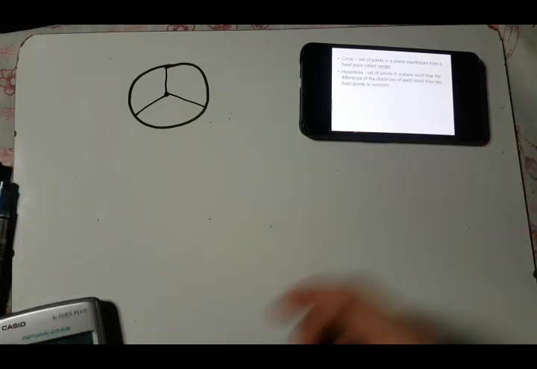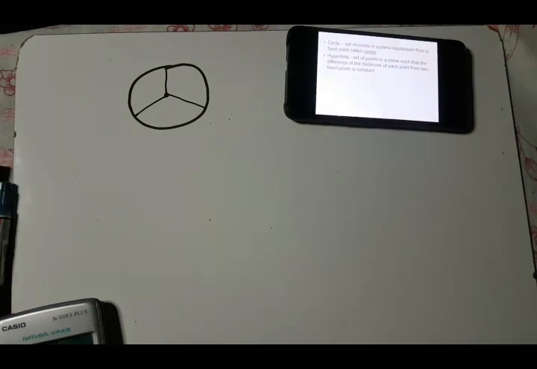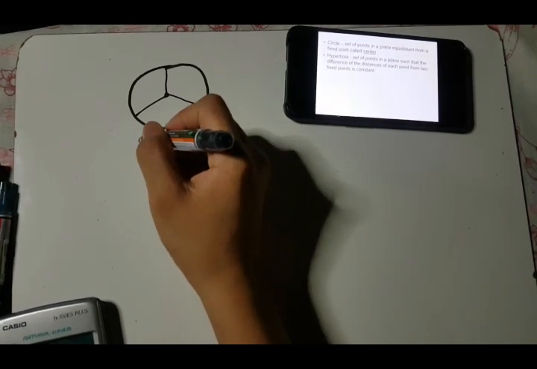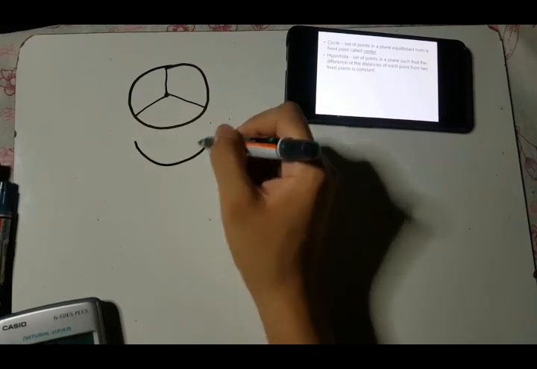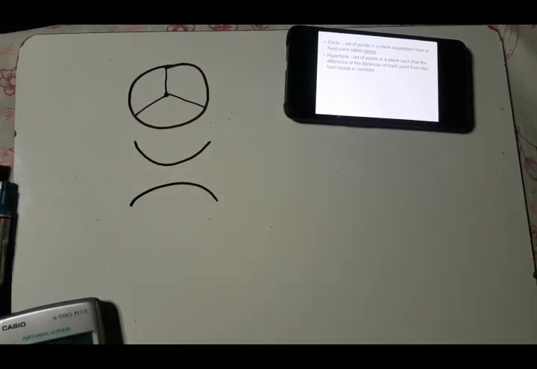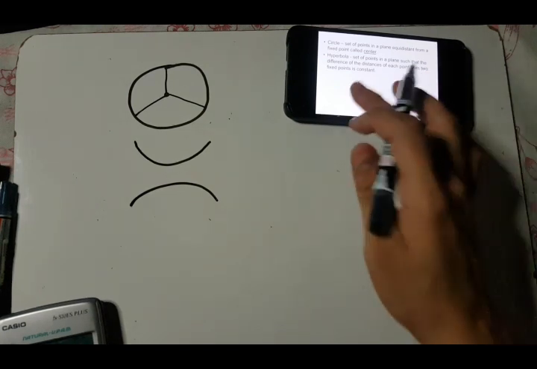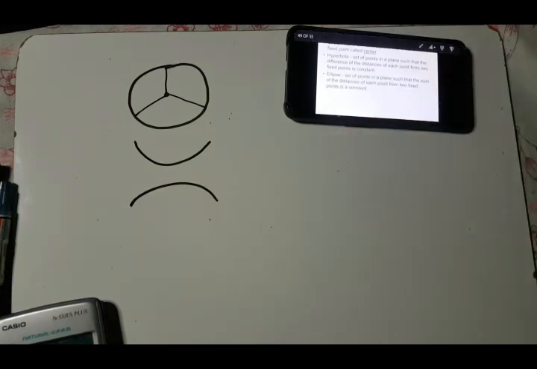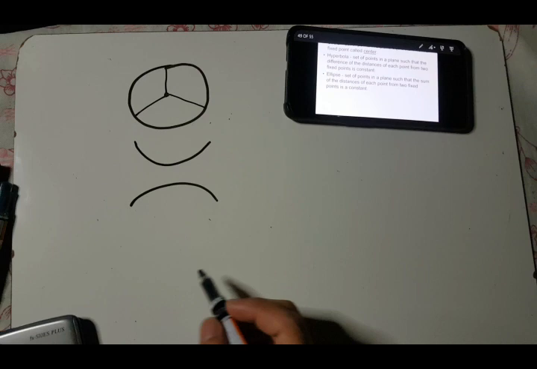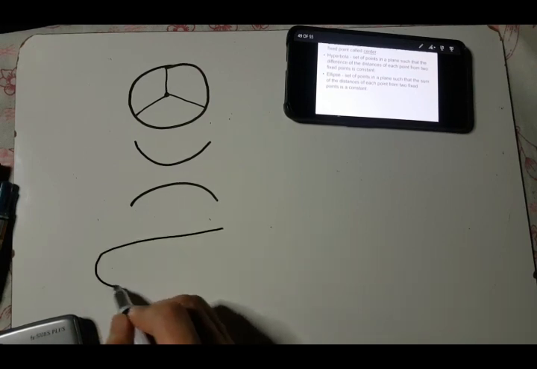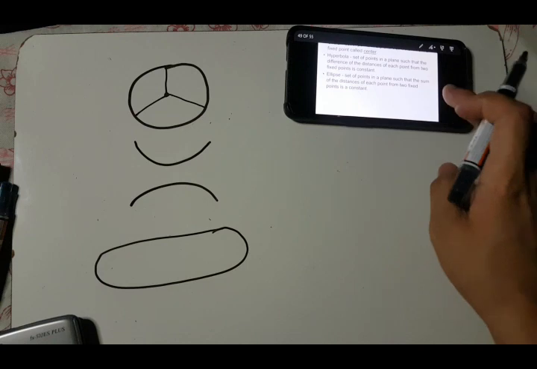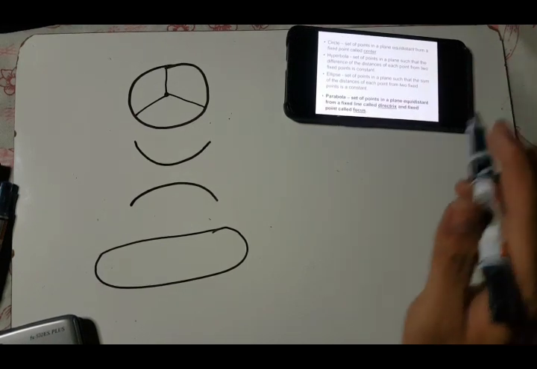Next, hyperbola. Set of points in a plane such that the difference of the distances of each point from the two fixed points is constant. So, visualize natin siya. Parang ganito yung itsura ni hyperbola. Ganyan. Combination siya ng dalawang parabola. Okay? So, next, we have the ellipse. So, si ellipse is set of points in a plane such that the sum of the distances of each point from the two fixed points is always constant. So, ganito yung tsura ni ellipse. Yan. Next. Si parabola naman.